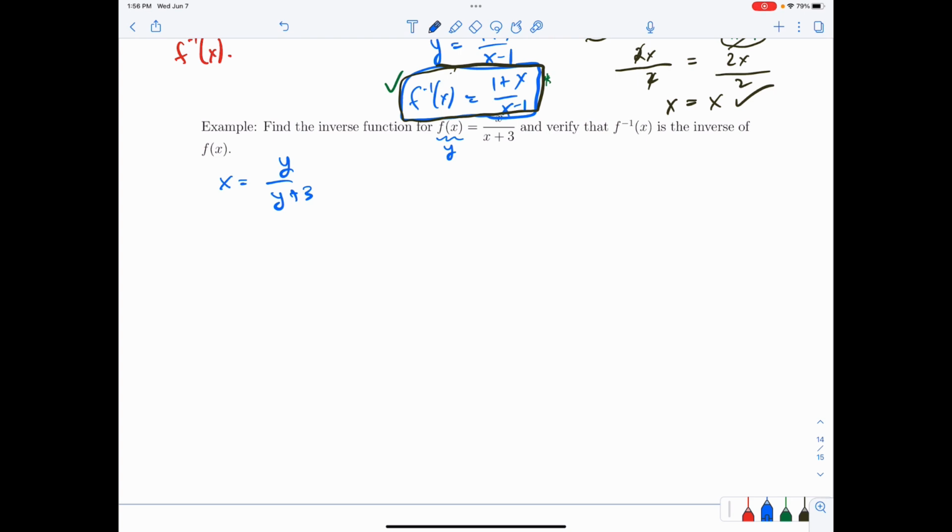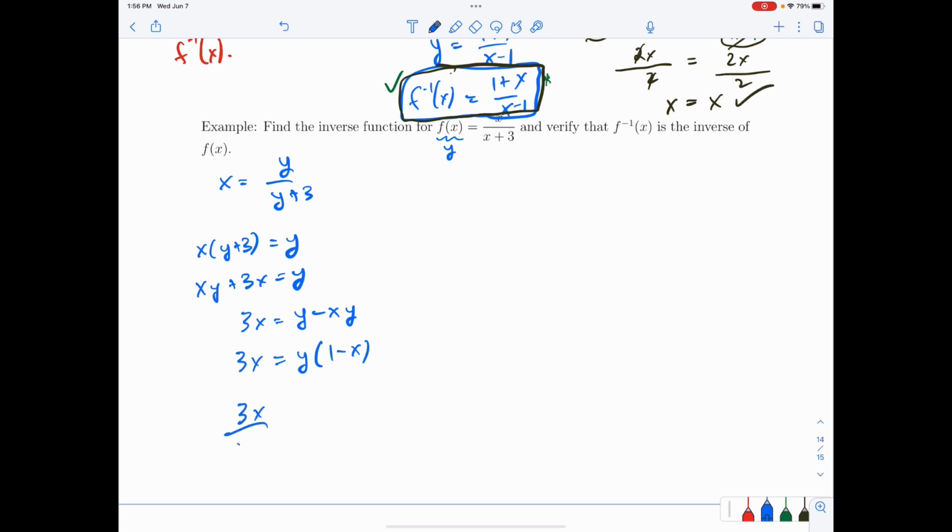Now you might want to pause the video here and see if you can actually solve this equation for y. All right, here's how we're going to do this. Multiply both sides by y plus 3. Distribute the left-hand side. Collect the y terms on the same side. I'm going to bring all the y's to the right. Factor out a y, I get 1 minus x. So 3x over 1 minus x is equal to y, and I'm just going to replace that y with the inverse notation.